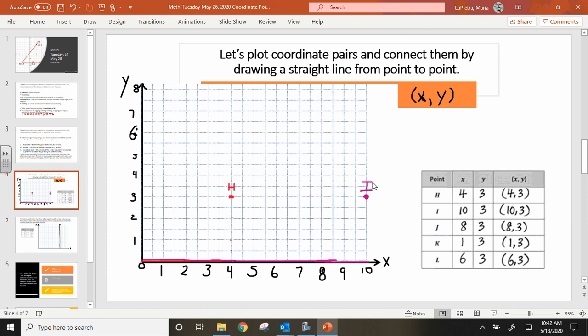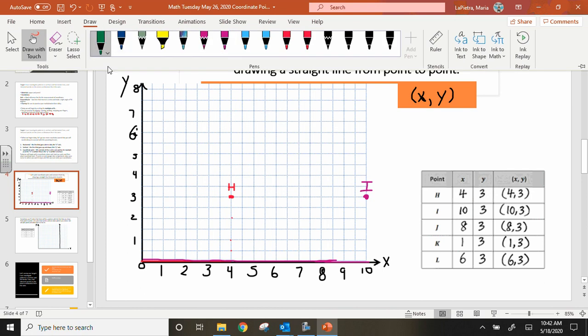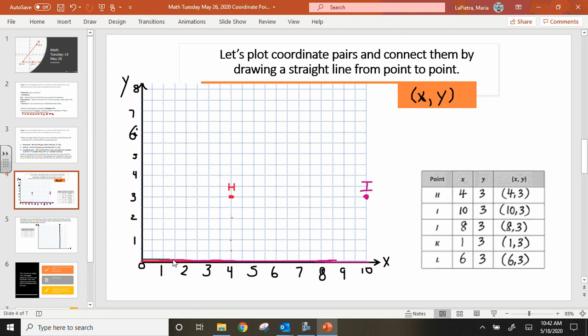Okay, my next one is J. 8, comma 3. Let's see if we can use green. Now we're going to go over 8, staying on the X as best you can, and up to 3. So this is where my next point will be plotted. And this point we're going to call it J.